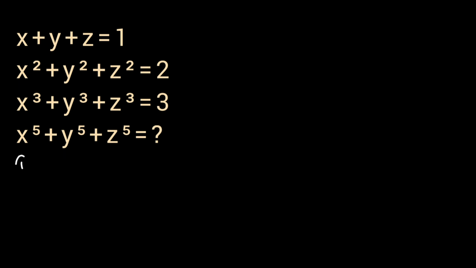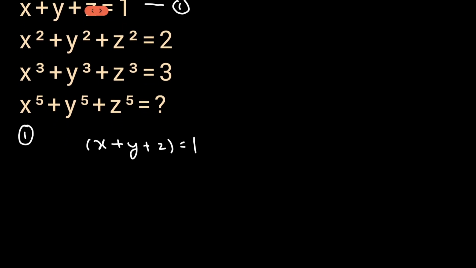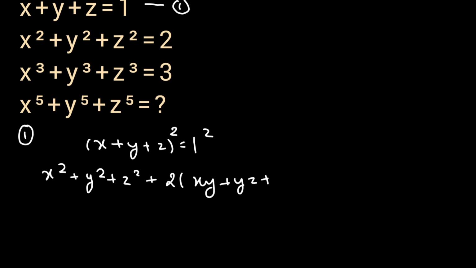So our first step is to take equation number 1 and square both sides. On the left hand side we have x plus y plus z, and this is equal to 1. I will simply square both sides. Therefore x plus y plus z the whole square equals 1 square. Now on the left hand side we will have x square plus y square plus z square plus 2 times xy plus yz plus zx, and this is equal to 1 square, that is 1.